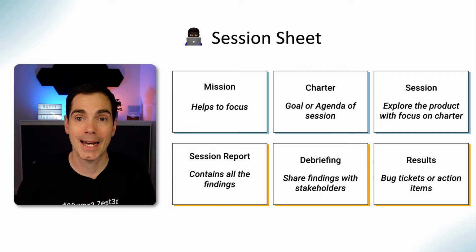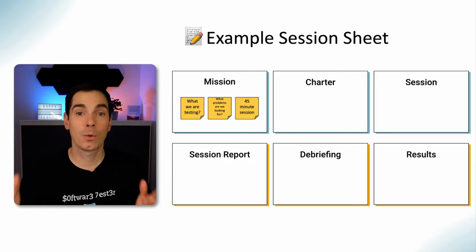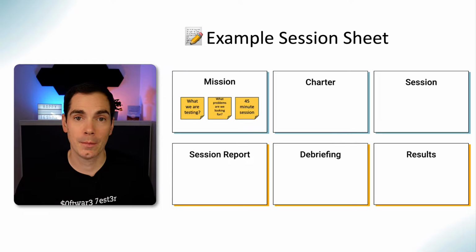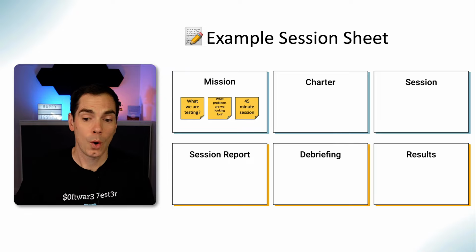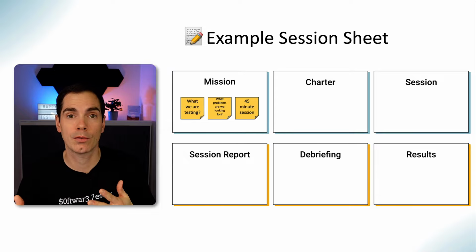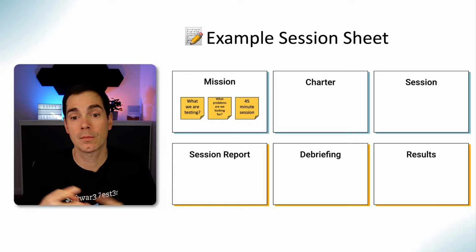So let's take a look at the training example. So we have the mission sheet, the session sheet, over here. So first, what can be a mission? So what we are testing. It can be a question like, what are we really testing? What problems are we looking for, right? So really, what are the things that we would like to improve? Is it usability? Is it performance? Or is it just the functionality?